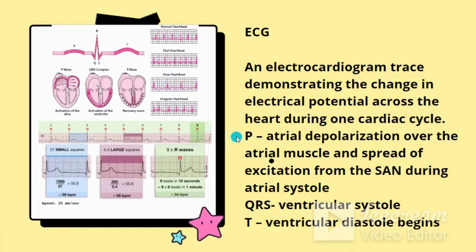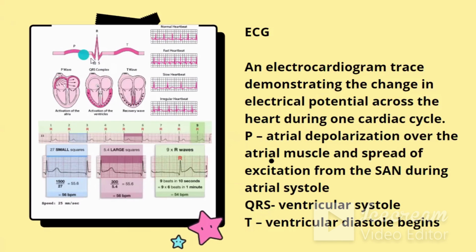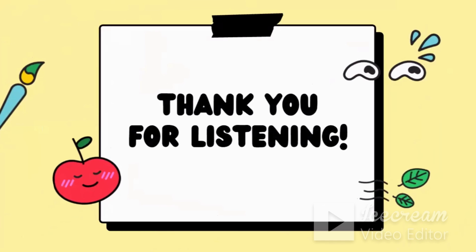Heartbeat can be checked using an ECG, an electrocardiogram trace. This gives us three stages: P, QRS and T. P means atrial depolarization. QRS means ventricular systole, which is a little bit high, so that's why it moves up. The third one is T, which is the beginning of ventricular diastole. So we can check and count the heartbeat per minute using an ECG.